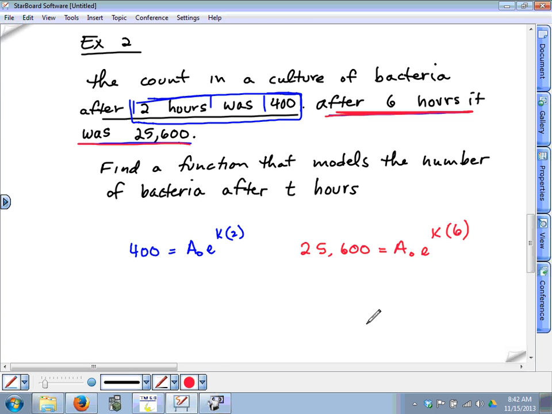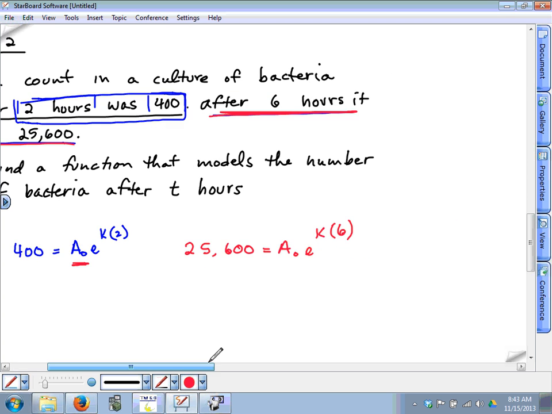What two things don't we know in both of these equations? We don't know a sub 0 and we don't know k. But if we have two equations and two unknowns, this is something that we haven't talked about yet this year, but it is something that you've learned before. If you have two equations and two unknowns, what does that form? A system of equations that you can solve using either substitution or elimination. You've seen it like this before.